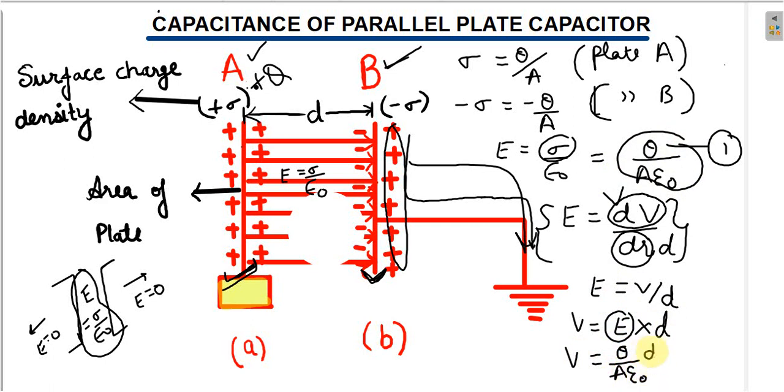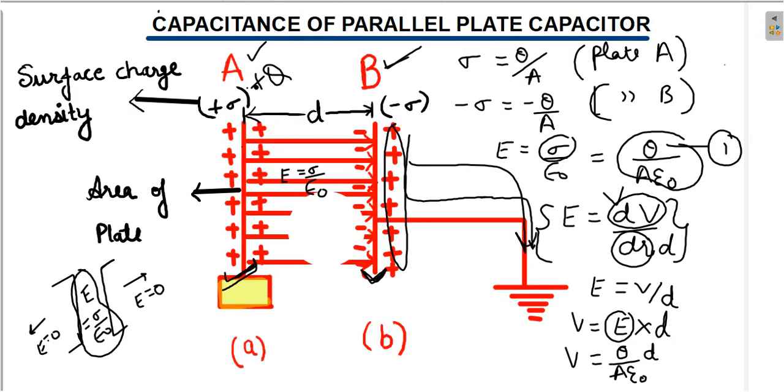Now finally we want to find the capacitance of a capacitor. To find it, we will do one thing: we will substitute the value in this formula. We know C is equal to Q by V. So substitute the value of V in this formula.